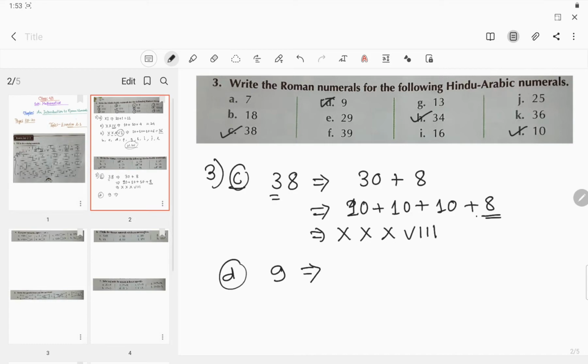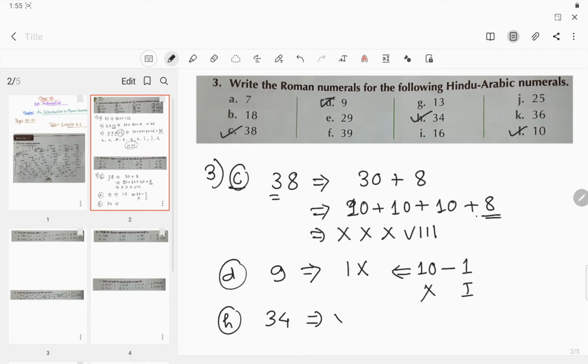Now 9 means IX. Since it is 9, I is located before X, that means you have to think of it as 10 minus 1, because you know that since 1 is located on the left side, 1 should be subtracted from 10 and it represents 9. That means 10 minus 1. 10 means X and 1 means I. So IX. Okay.